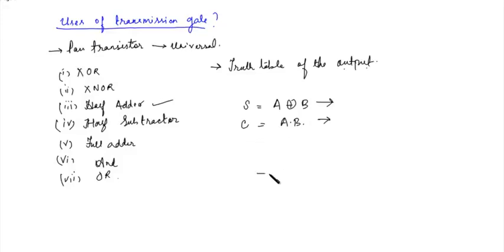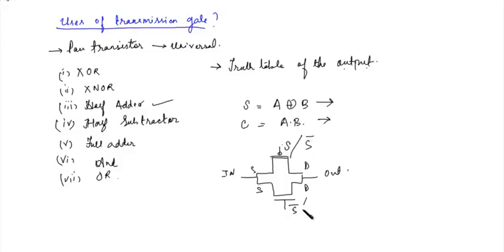Another thing in a transmission gate, you have to keep in mind always: this is the input that is given from the common source, and output is obtained from the common drain. At the gate, the two gates are complementary. That is, if this is S, this is S bar. If this is S bar, then this should be S. We have to keep this also in mind in order to draw the further circuits.